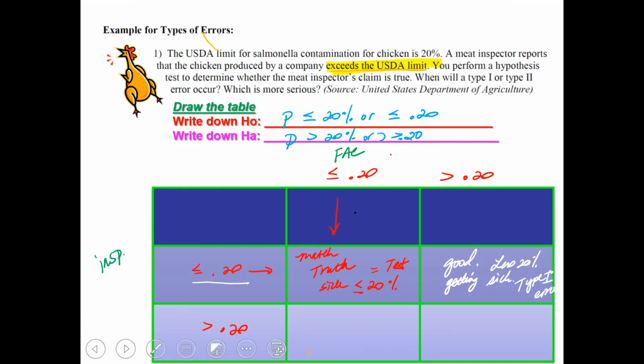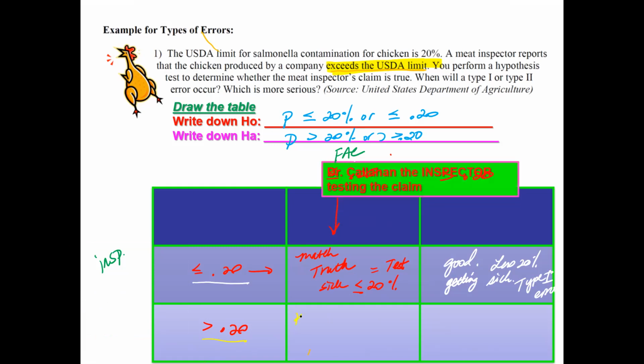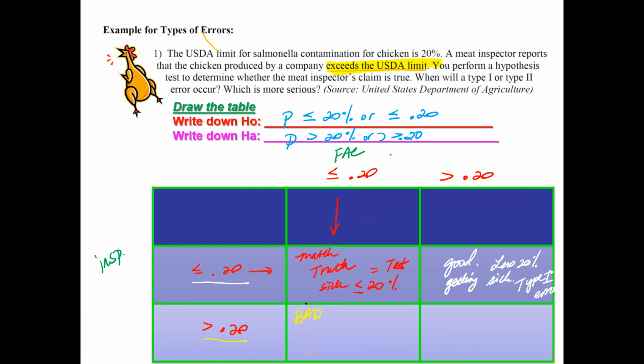Now, on the other hand, if the facility says, no, we're not getting more than 20% of people sick, but then when the inspector comes in and says, you know what, I found that you are indeed getting more than 20% of people sick, this is really bad, okay? This is really bad because what it's saying is that more people are getting sick. So therefore, more people are going to die. So you will really have to recall the chicken, because you're claiming that less than 20% of the people are getting sick, but in fact, when I tested it, it's actually more than 20%.